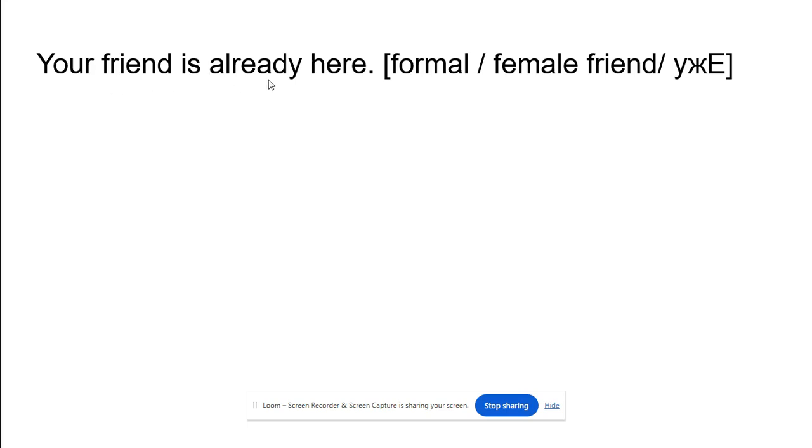Your friend is already here. This is the formal sentence, and we're talking about a female friend. I hope you remember how to say that. And for already, we're going to use уже. Уже. I believe I've used it before in other videos. Your friend is already here.